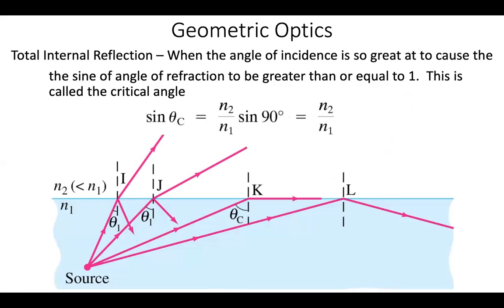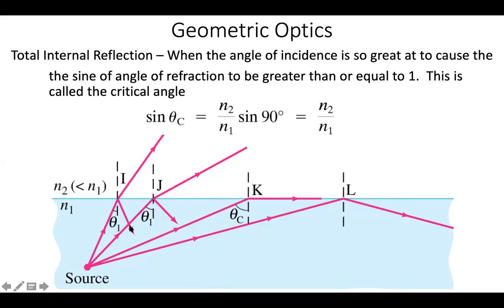If the angle of incidence is big enough, then the sine of the angle of refraction is greater than or equal to 1. Right, because here we go. This is the idea. Water into air. So as water passes into air, it speeds up and the angle of refraction bends away from the normal. So it goes here and then it bends away from the normal.